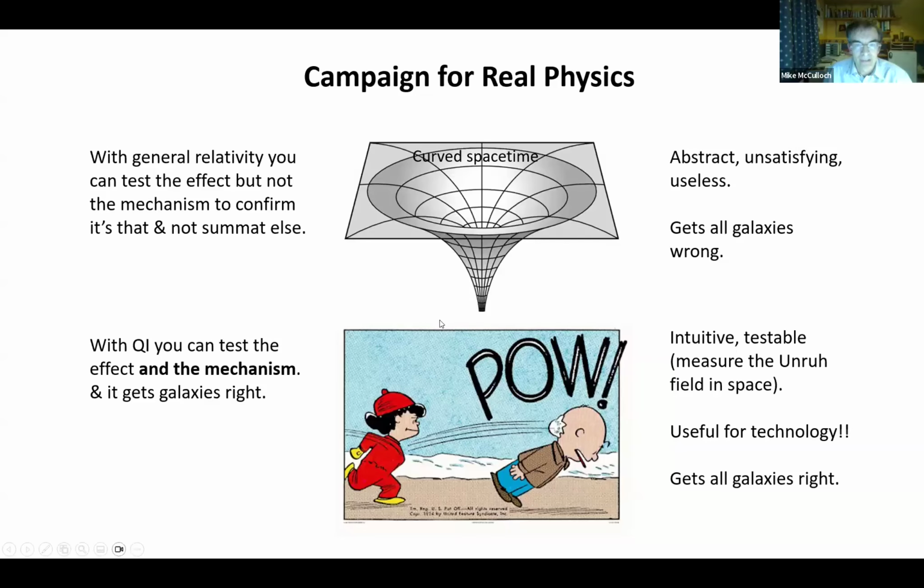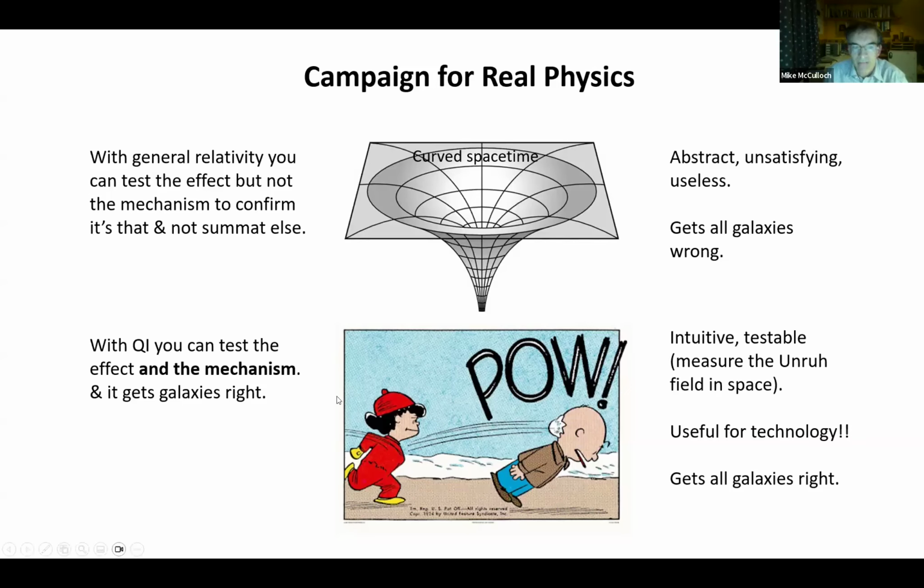Okay, so more generally, in a broader context, I'm trying for a campaign for real physics, if you like. With general relativity, you can test the effect of the model, which is curved spacetime, but you can't test the mechanism of it to confirm that this is actually being caused by curved spacetime and not something else. Plus, general relativity also predicts galaxies wrongly.